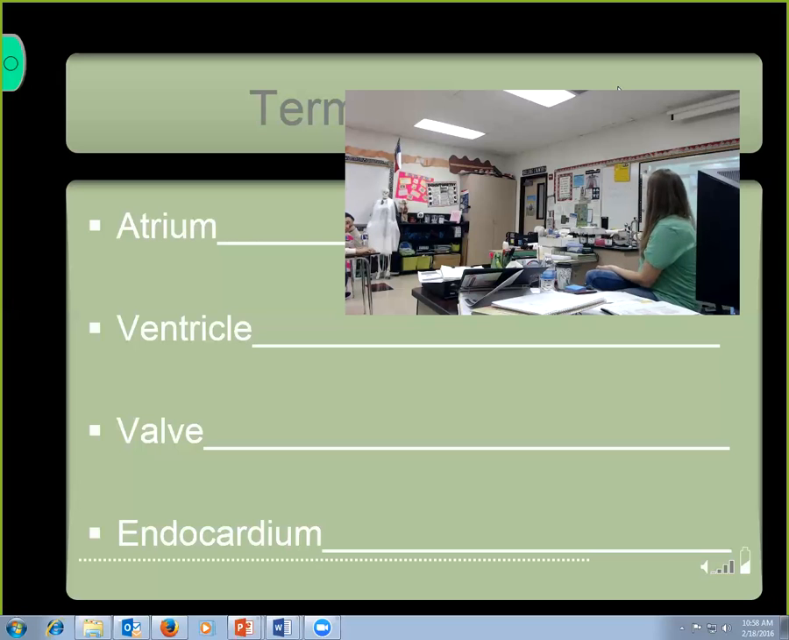All right, so valves. A valve is just an opening, or a door, if you will, that allows blood to move through. And there are 4 valves in the heart.